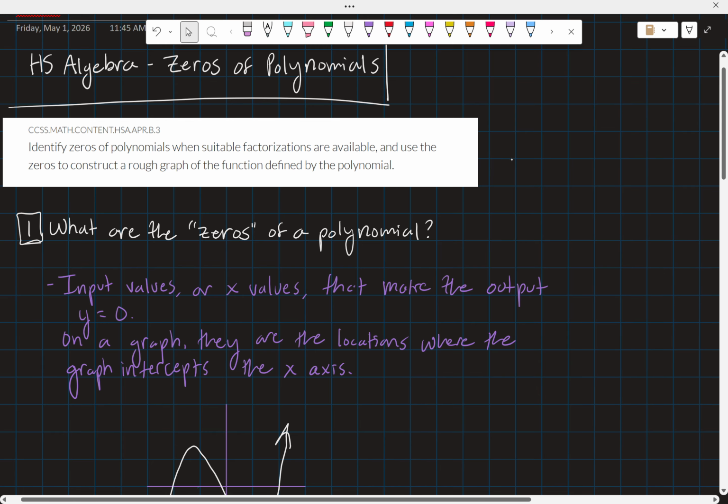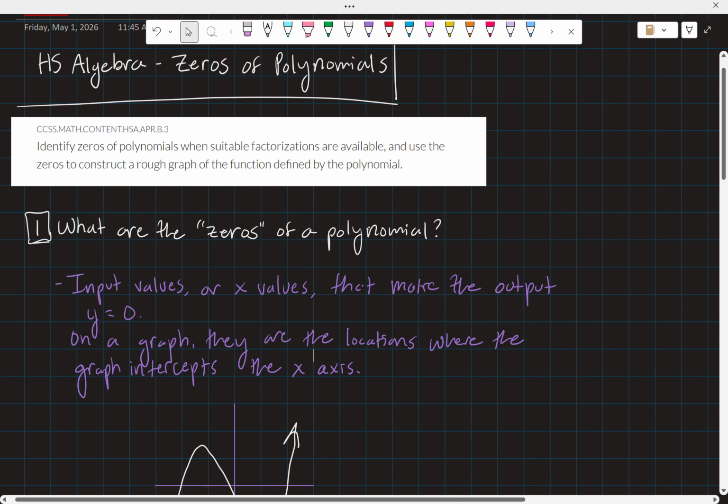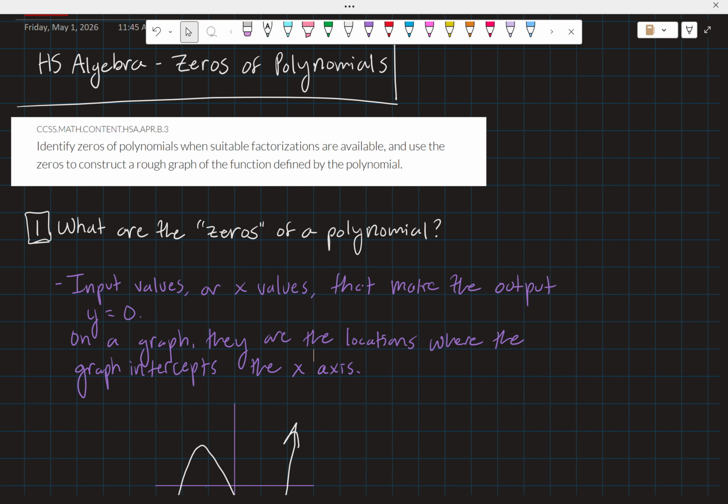Class, this is going to be our high school algebra lesson, and we're going to be talking about the zeros of polynomials. So we've got our standard pasted right up here. We're going to be doing math content high school algebra APR B3, identifying zeros of polynomials when suitable factorizations are available. That's what we're going to be learning how to do today.